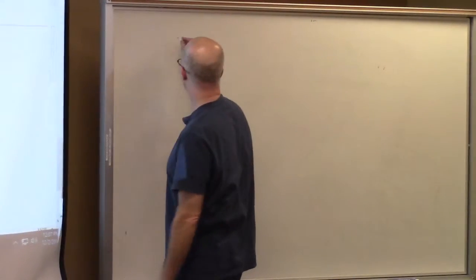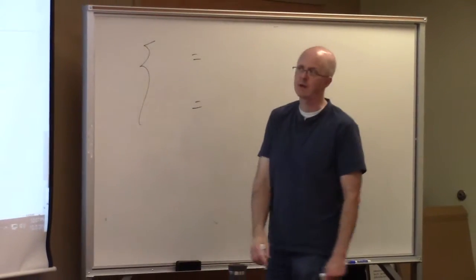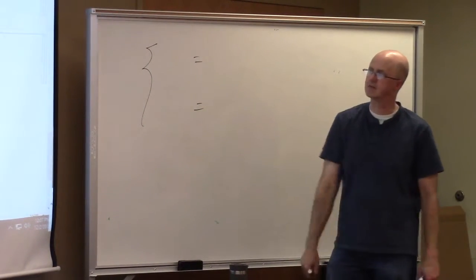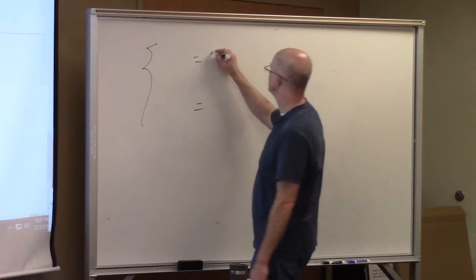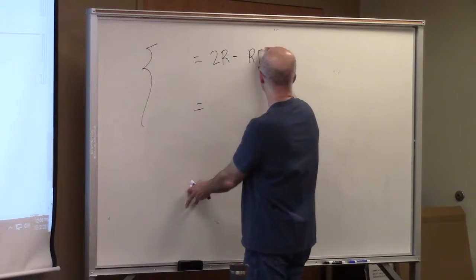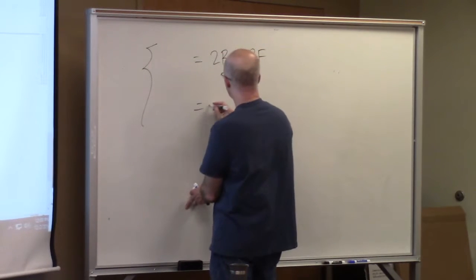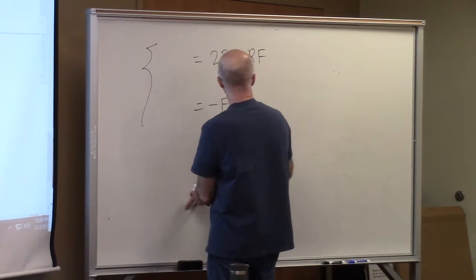These functions are going to be the right-hand side functions for a system of differential equations. So the little f is going to be the right-hand side of the first equation, 2r minus r times f. And the g function is going to be the right-hand side of the second equation, negative f plus r times f.